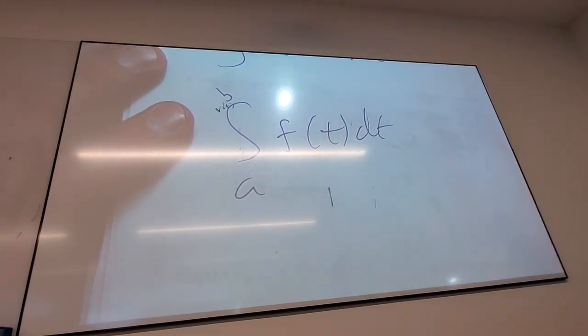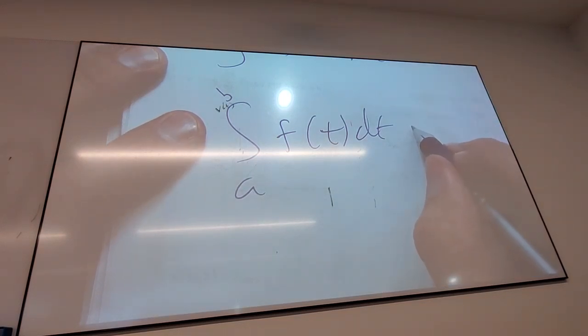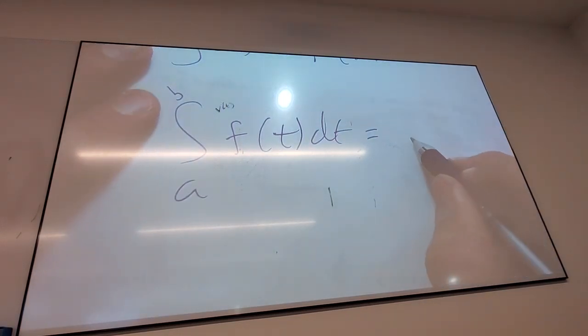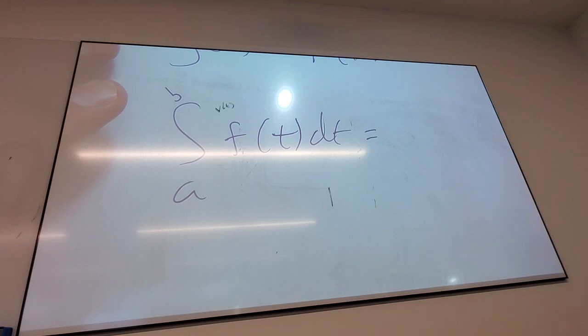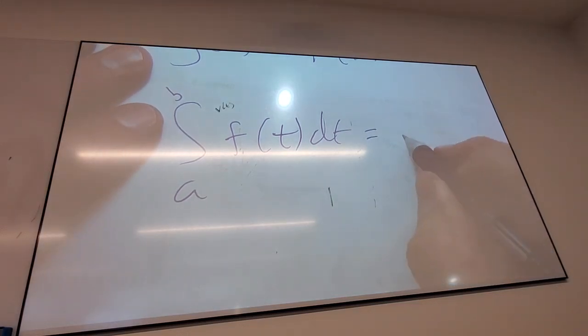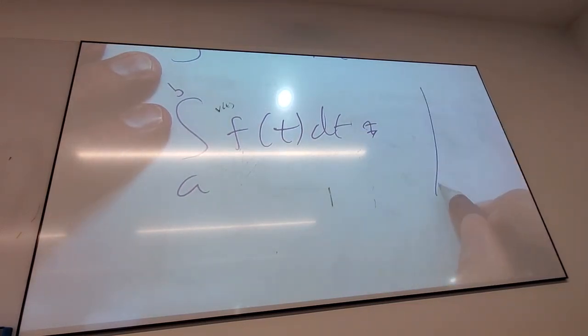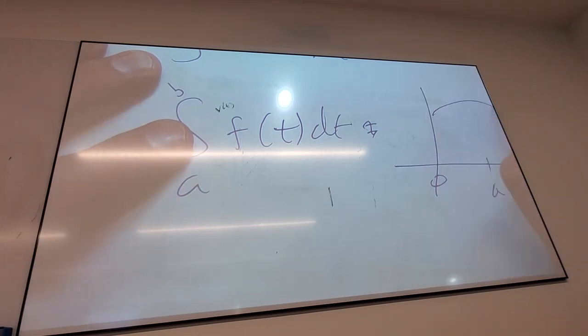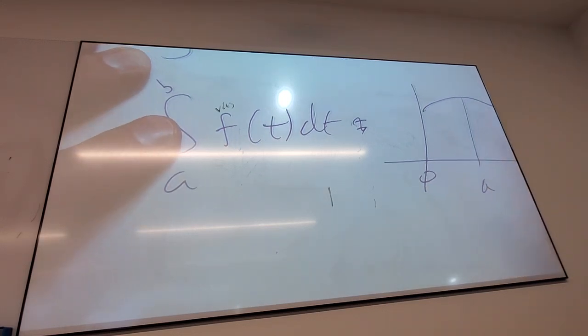Oh, let's see if I can. All right. Do you all agree this would be... Let me see if I can say this. I don't know how to say this. All right. Visually, this would be 0. This would be A. This would be B. So this would be this area here, correct?